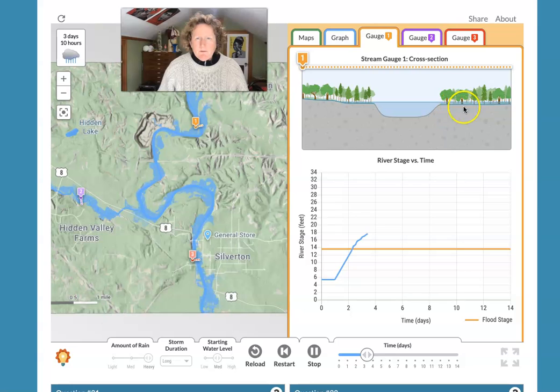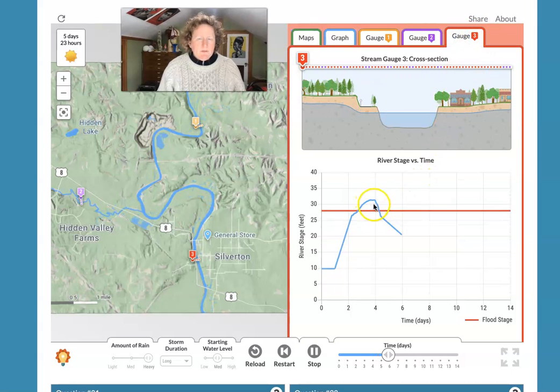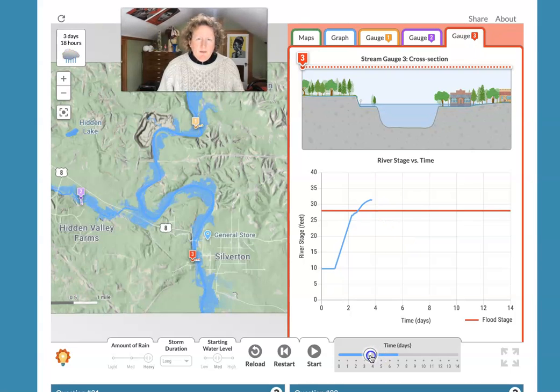Oh, there's some flooding. You can see it flooding into the trees here. Let's look at gauge 2. Yep, it went up over the banks. Gauge 3, yep, looks like there was a little bit of flooding there. Let's back it up here so we can see what flooding. You can see the soil saturating, and then you can see it flooded here.